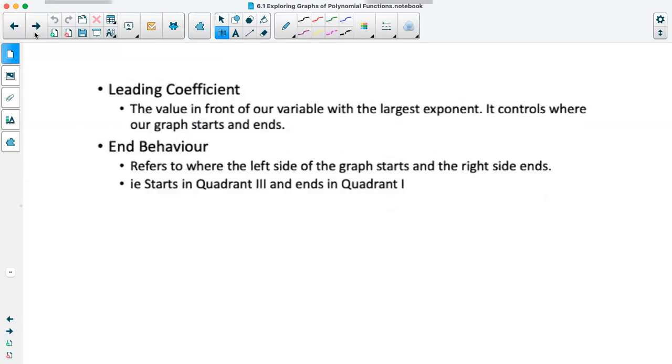We also have what's known as a leading coefficient. So this is the value that's immediately in front of whatever our largest exponent is. Now, it helps control where our graph starts or ends. Our end behavior refers to where the left side of our graph starts and the right side ends. So for example, our graph could start on the left in quadrant 3 and end in the right in quadrant 1.